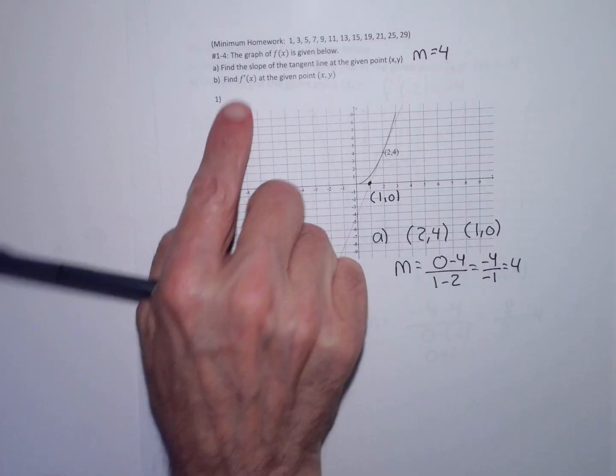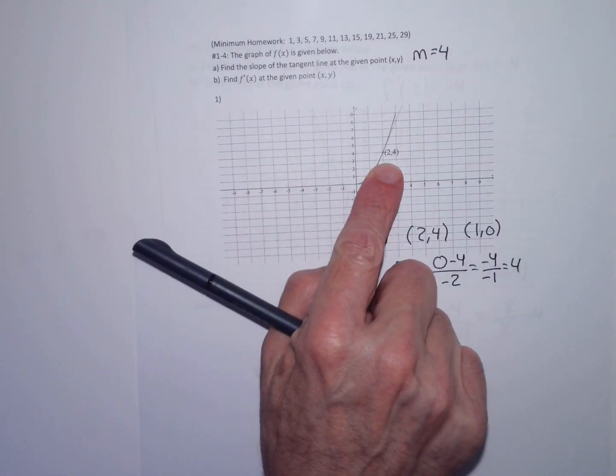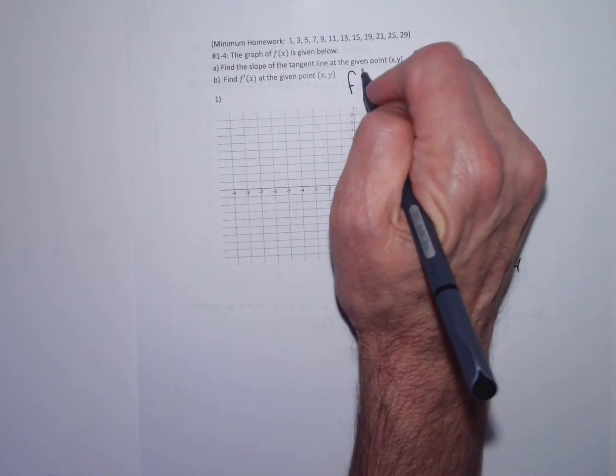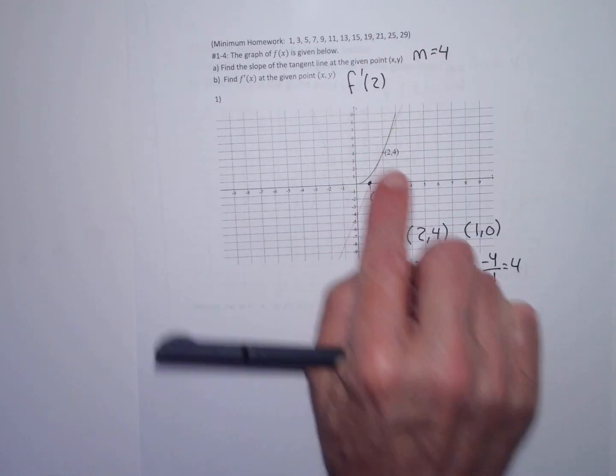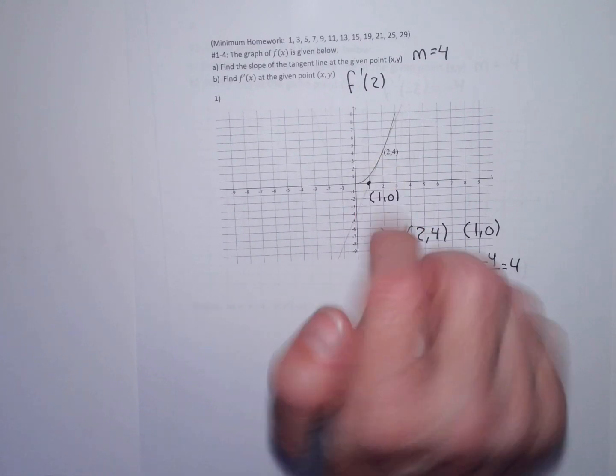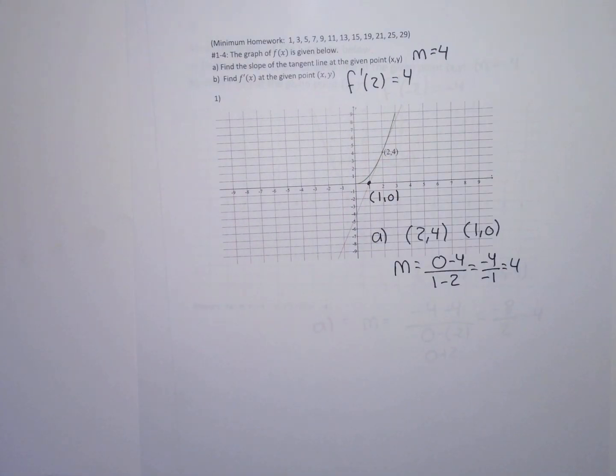For part B, the value of the derivative when x equals 2 is 4. The value of the derivative at the x coordinate of the point where I found the slope of the tangent line is the slope of the tangent line. And that's all there is for that.